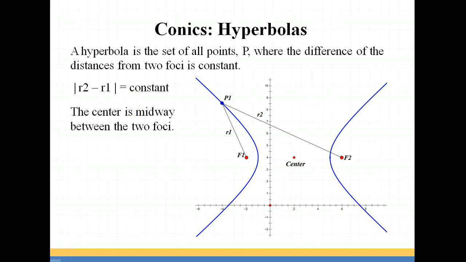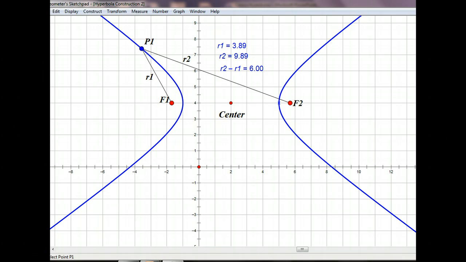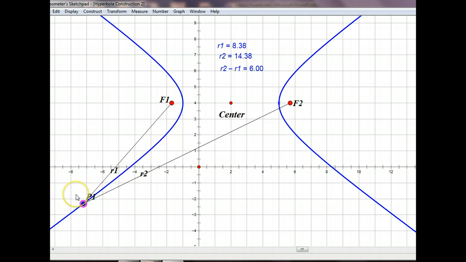Let's look at this. Okay, so here's our point P1 drawn on our hyperbola. We have measured the length of R1, which is right now 3.89, and we measured the length of R2, which is 9.89, and we found the difference between R2 and R1 to be 6. Now notice that as I move point P1 anywhere on the hyperbola, the difference between those two lengths is going to always be the same, in this case 6. So even as I come in toward the vertex, the difference between those lengths is still 6. No matter where I am on the hyperbola, the difference between R1 and R2 is 6.